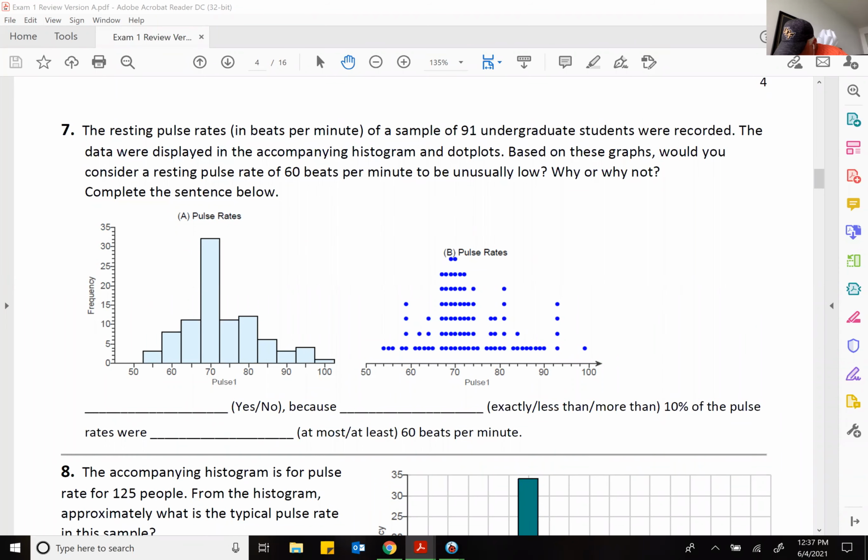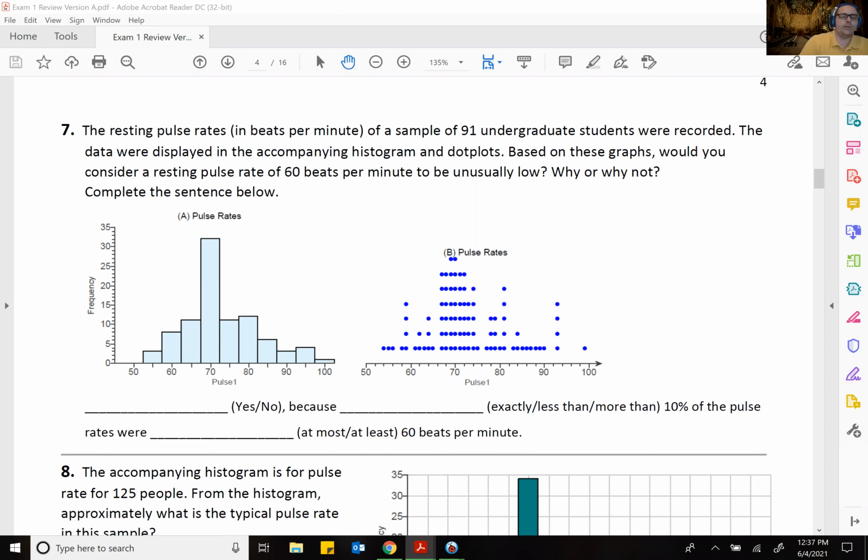Okay. Anyone else? What I did to confirm if it's lower or not, I would count the number of beats per minute that are below around 60, which are 8. Then I divide that by the whole sample, which is 91, and it's only 8.8%, so it's less than 10%, which is low. Okay, I agree. We're all going to say yes to this. It is unusually low.